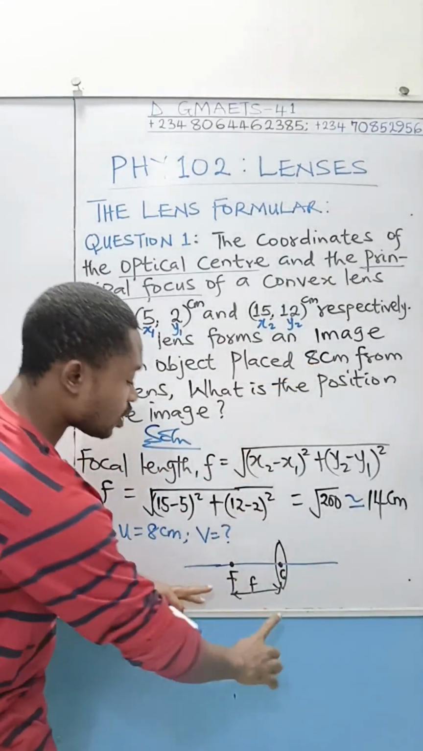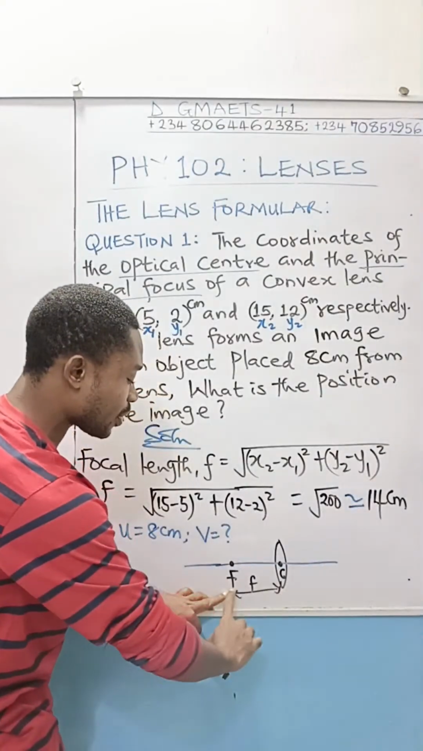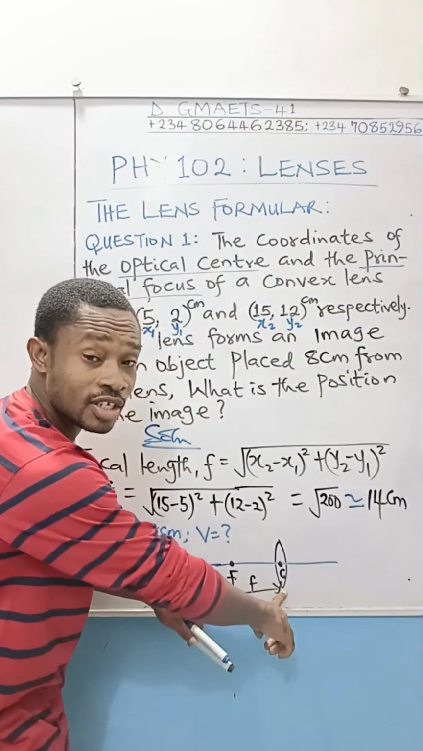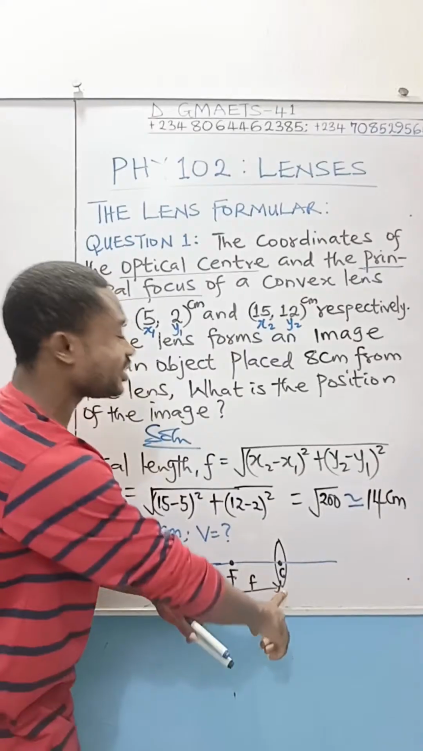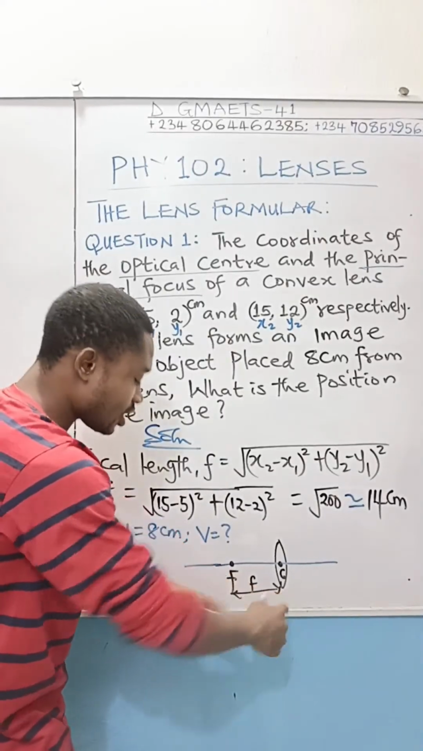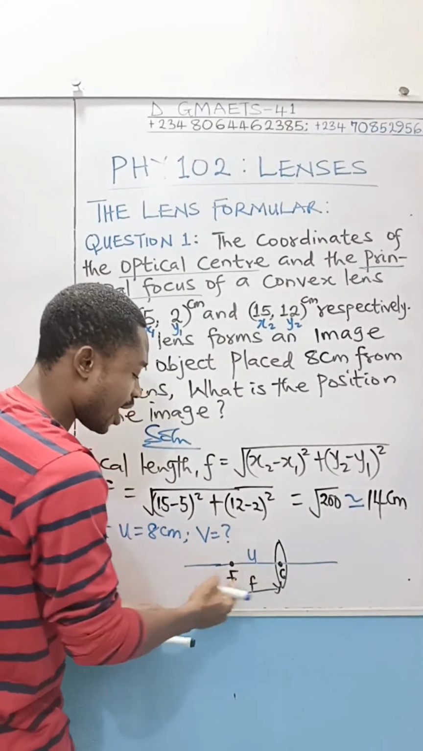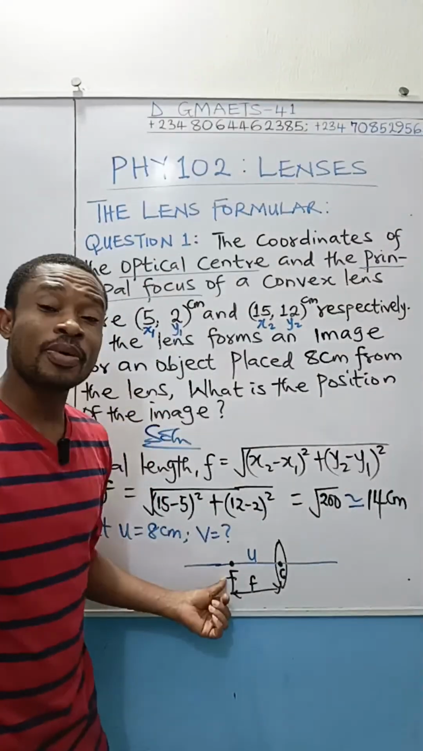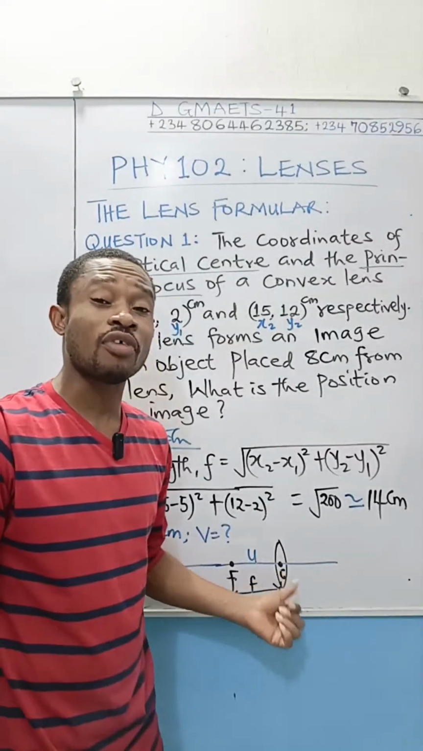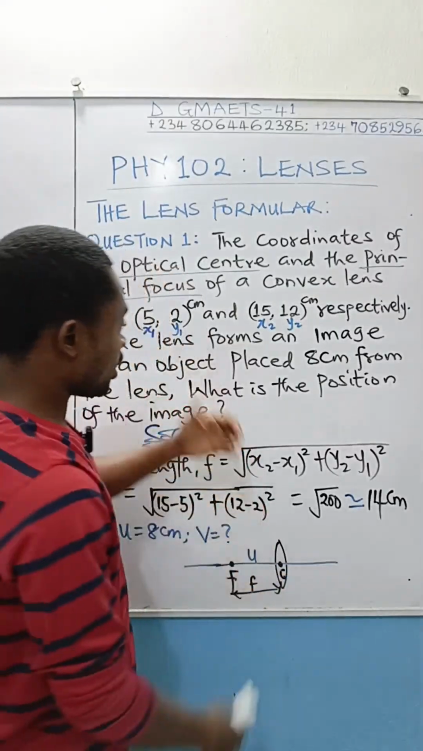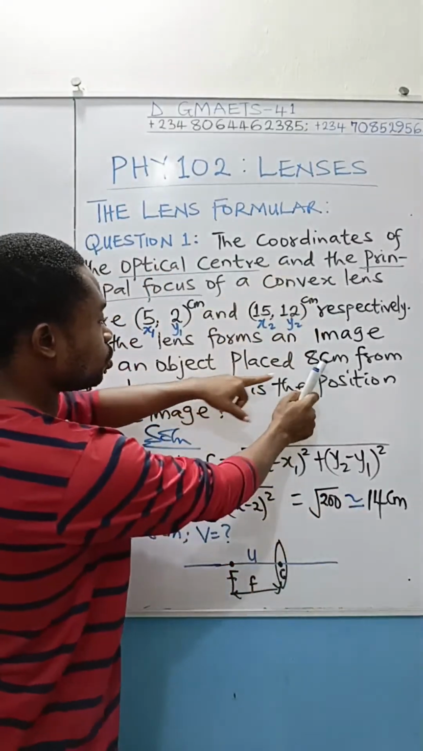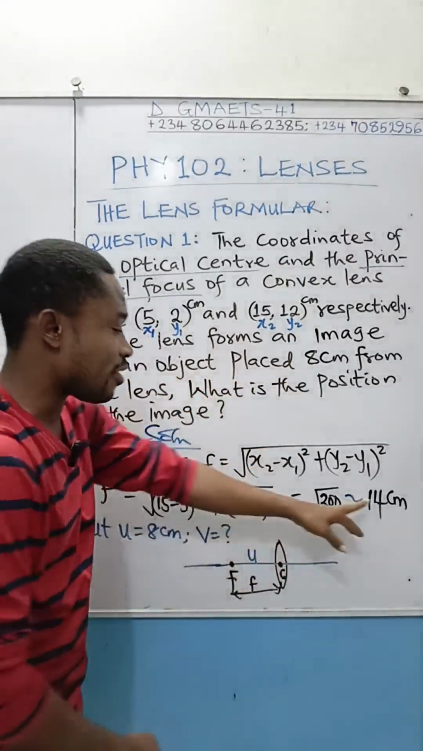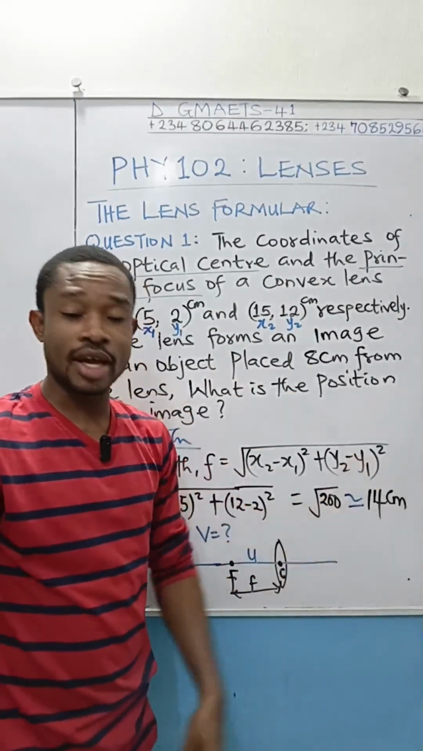If F is 14 centimeters, from the optical center to the principal focus, and the object distance is 8 centimeters, it means that the object is between F and C. The object is between the principal focus and the optical center of the lens. Look at it. U, the object distance, is less than F, the focal length.